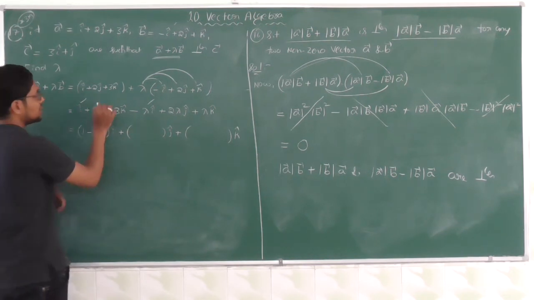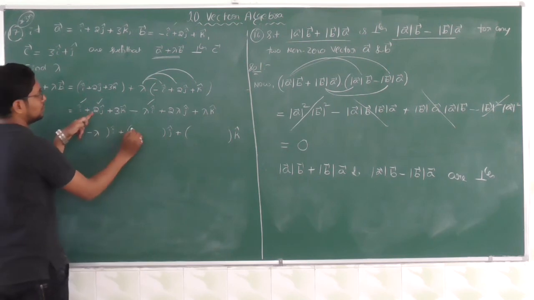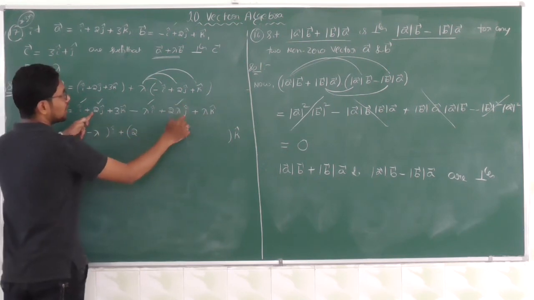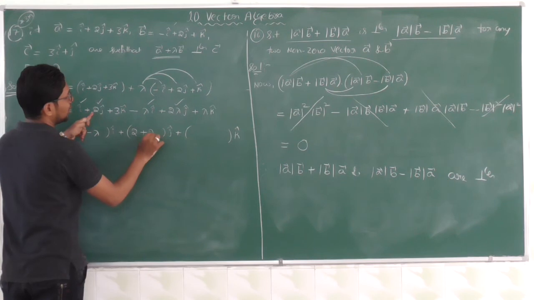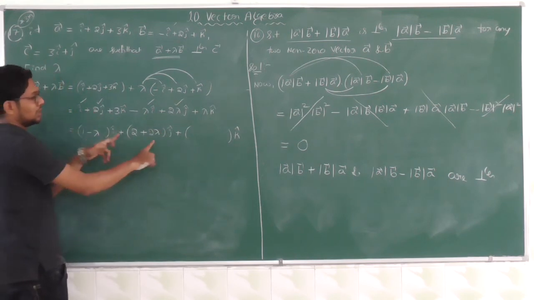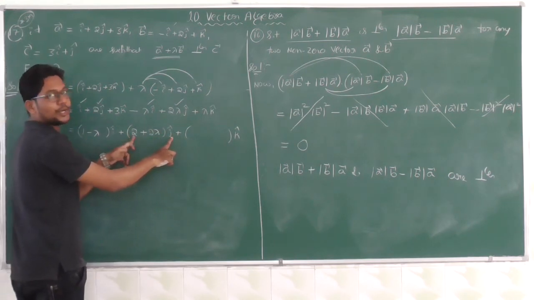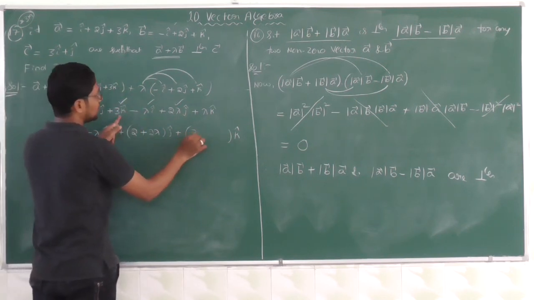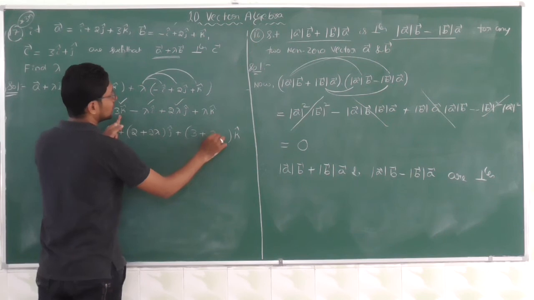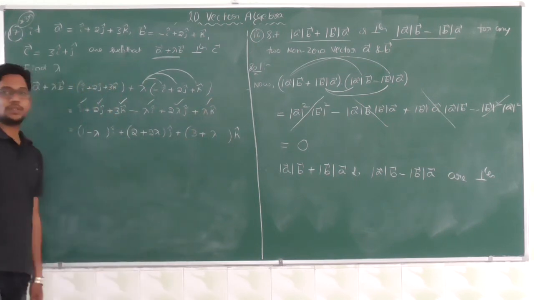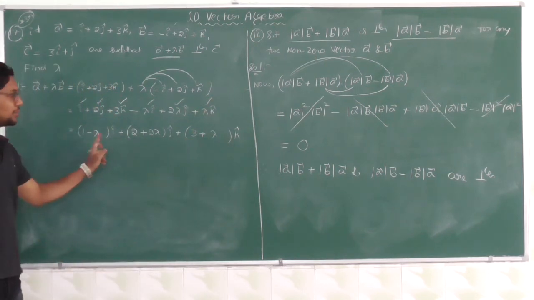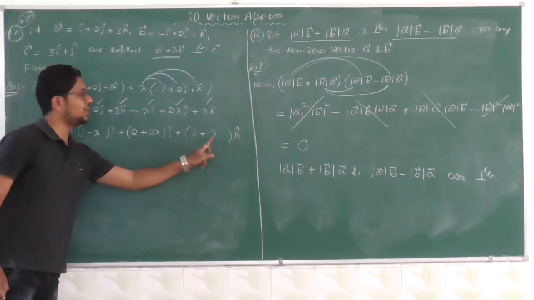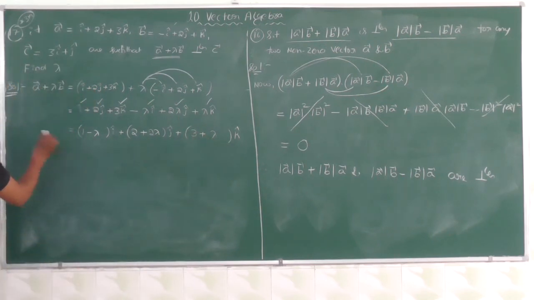Similarly, j is 2. Next, here the j component is what? 2 lambda, 2 times lambda. 2 plus 2 lambda is the component of j cap. Next, k cap is 3 plus lambda. It is a component of i, a component of j, a component of k. Hence, it is vector A plus lambda times vector B.